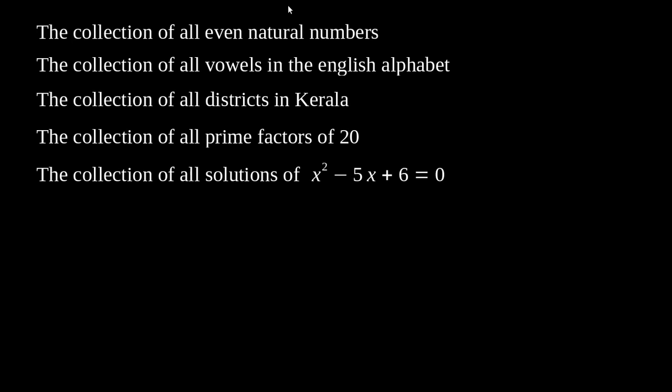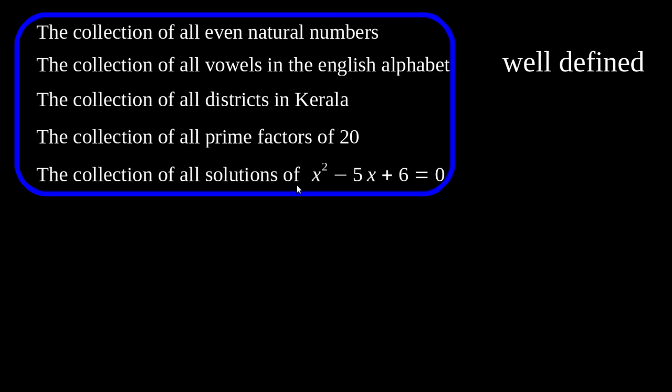Okay, so far we have discussed two groups of collections. The first group is these five collections. What is the common peculiarity of these collections? These collections are well defined. These are well defined collections of objects. We can definitely say which objects belong to the collection and which objects do not belong to the collection.